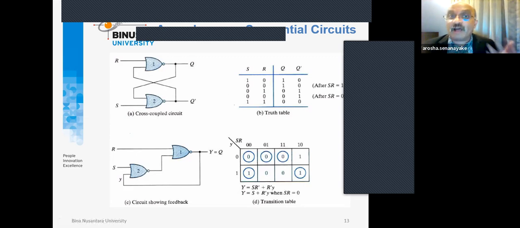Otherwise, it is not a stable condition. As far as Q, it should really be Q bar. Then, of course, we should have some initial conditions, but the expectation in this case is that as long as R remains 0, if Q is equal to 1, then independent of the value of S, Q should retain unchanged.